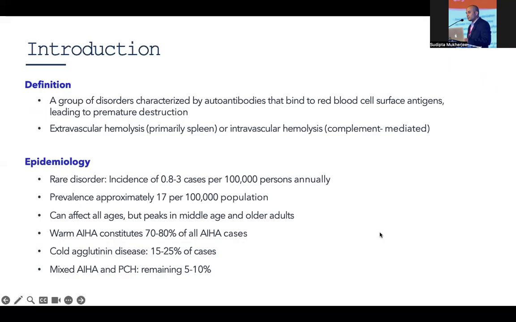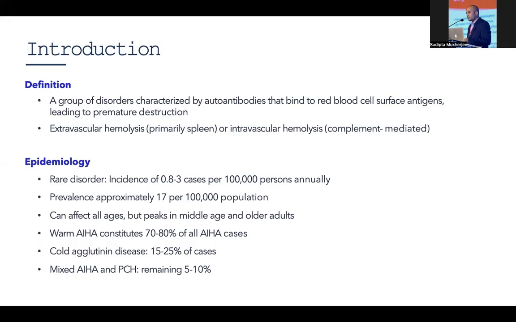This is a group of disorders characterized by autoantibodies that bind to red blood cell surface antigens, leading to premature destruction. This can happen in two ways. It can be extravascular hemolysis, primarily by the spleen, or intravascular hemolysis, which is complement mediated.